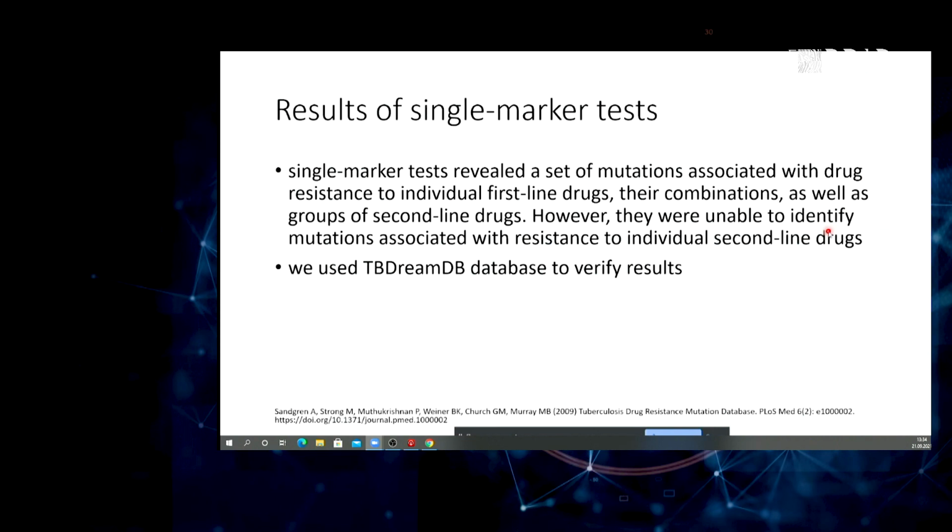Single marker tests revealed sets of mutations associated with drug resistance to individual first-line drugs, their combinations, and groups of second-line drugs. However, they were not able to identify mutations associated with resistance to individual second-line drugs. To verify obtained results, we used the BDREAM database that includes already known mutations.